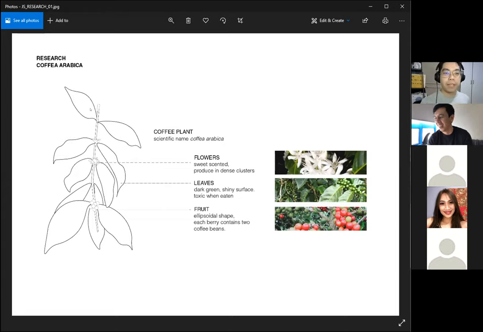Oo, parang gumawa kami ng zoo, di ba? So, hindi siya nice in the end. Binash yung sariling project.